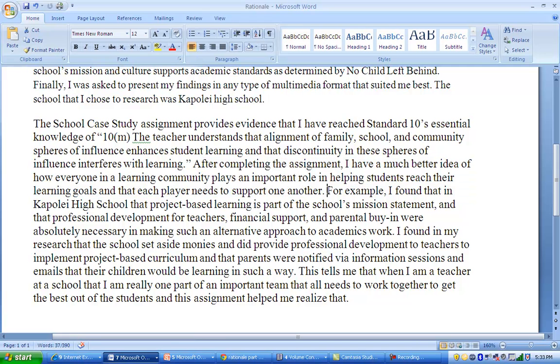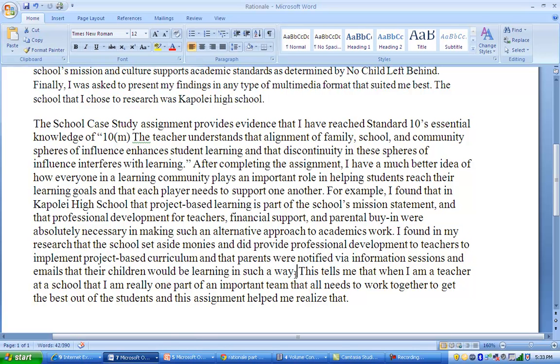So I said, for example, I found that at Kapolei High School project-based learning is part of the school's mission statement, and that professional development for teachers, financial support, and parental buy-in were absolutely necessary in making such an alternative approach to academics work. So I'm showing something Kapolei did: everyone has to buy in to make sure there's an alignment. I found in my research that the school sets aside money and provides professional development to teachers to implement project-based curriculum, and that parents were notified via information sessions and emails that their children would be learning in such a way. So here's some more evidence that I recognize this alignment.